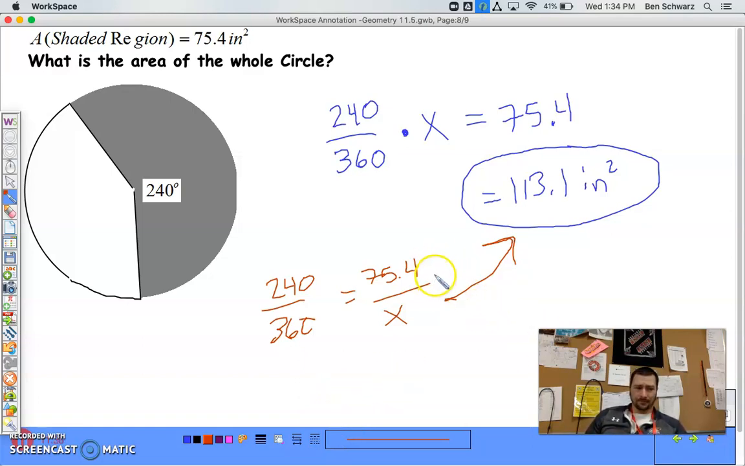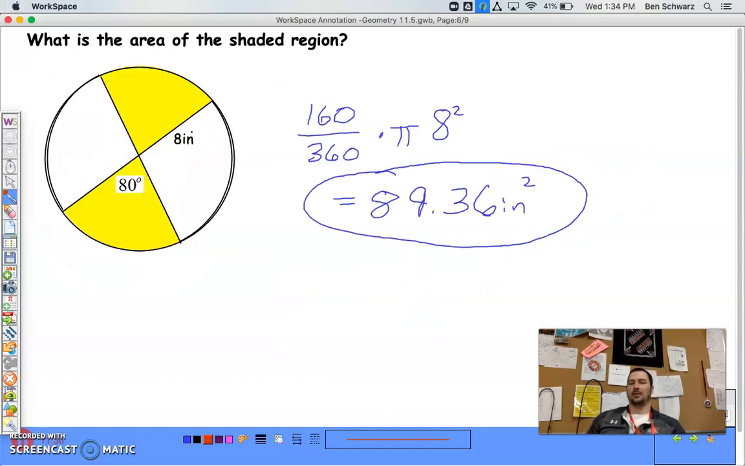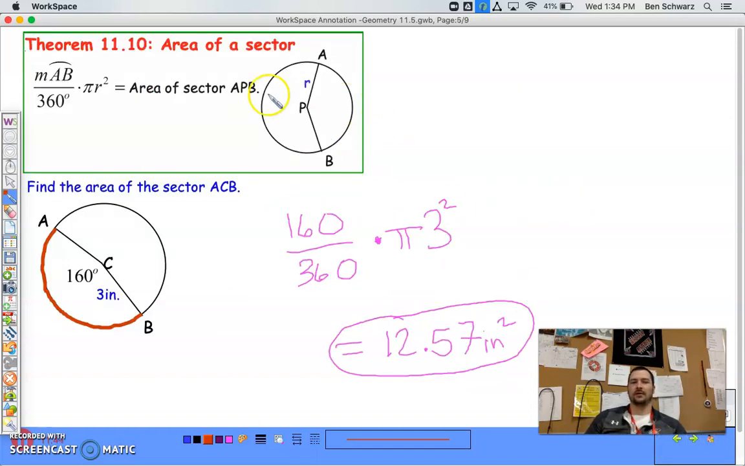All right, so that's area of a circle and sector area. So, when you're working on your assignment, you forget how to do something, have the video up so you can go rewind that problem and figure it out, okay? Use your resources. Make sure you're using this theorem that you wrote down.